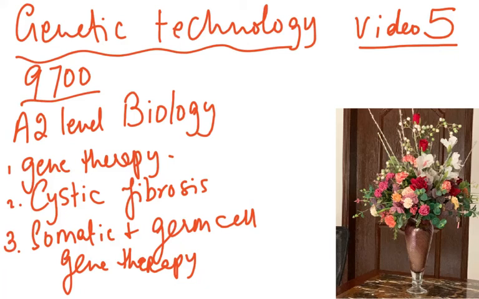Bismillahirrahmanirrahim. We start video 5 on the chapter on genetic technology. This is A2 level biology 9700. We're going to discuss gene therapy, cystic fibrosis, and somatic and germ cell gene therapy.